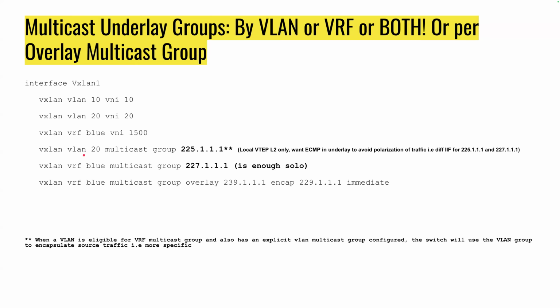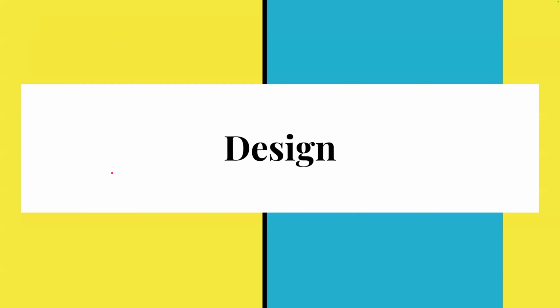But after introducing L3 and VRFs, we can also configure multicast groups per VRF, right? And we also have a new addition where we can create a one-to-one mapping as well. But for this session, we'll be talking about these two types, which is per VRF and per VLAN, right?